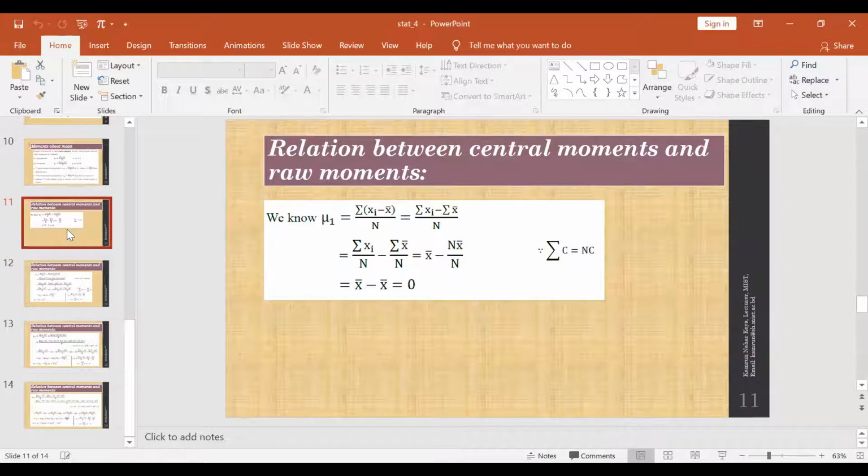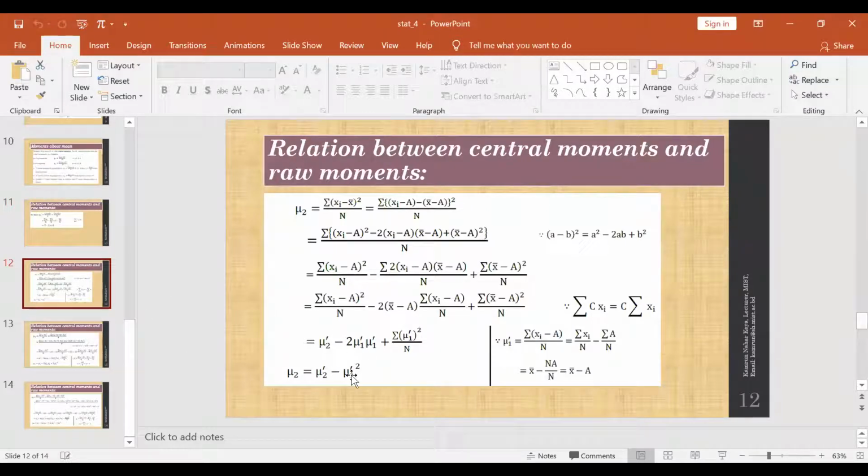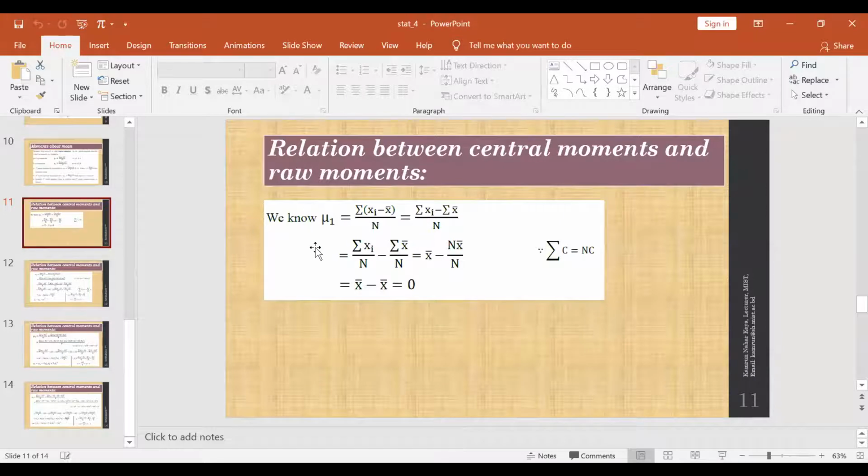In this part, we started our relationship from raw moments to central moments. And when we calculate the first central moment, after calculation, it becomes 0. So it will always remain 0. You don't need to calculate it. And similarly, we get the second central moment, third central moment, but all the others are not 0. Only the first one is 0.